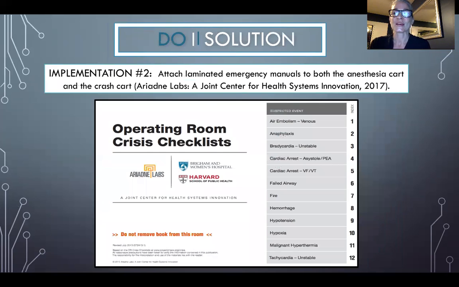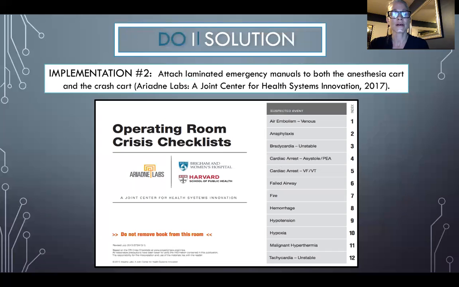Implementation number 2 is that I attached laminated emergency manuals to both the anesthesia cart and the crash cart. I went through a few of these different operating room crisis checklists. There aren't many, but there's about 2 or 3 that are readily available and used.